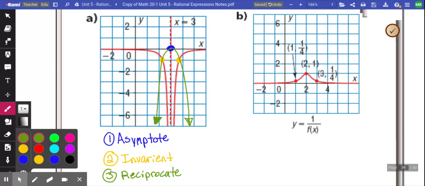You could always reciprocate as many points as you want on the graph, right? You could take more points and reciprocate them if that makes you feel better. But once you think you see the trend, you could just connect the dots and draw it like that.